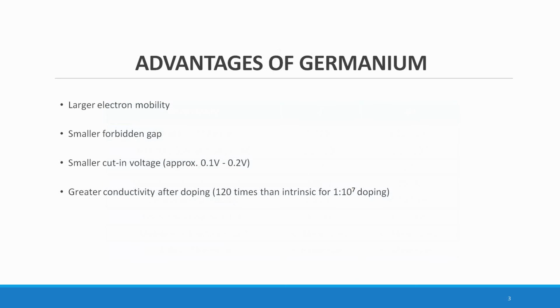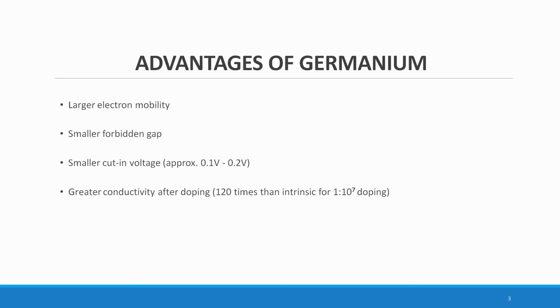So what are the advantages of germanium? As I told just before, it has a larger electron mobility, so it has a larger conductivity. Also, due to the large conductivity, the current flowing also increases. Next, the smaller forbidden gap: at room temperature, the forbidden gap is 0.72 electron volt. By giving a small external voltage, germanium can come into conduction. Also, the third point is the low cut-in voltage. If we apply approximately 0.1 or 0.2 external voltage, germanium can come into conduction. This is the most important advantage of using germanium.